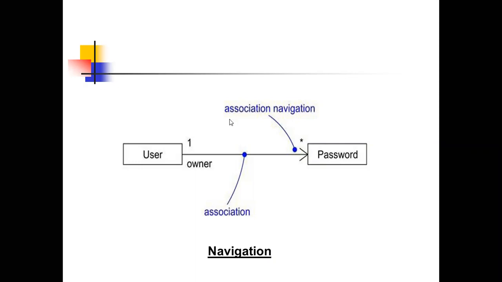Plain line. The absence of an arrow implies that the association may be navigated in both directions. Here you can see that the association is directed from this class to this class, but if it is a plain line, that means the association is bidirectional. Here you can see the association navigation. Navigation means the flow from this class to this class. One to many: a user is the owner of, suppose, anything, or they are having multiple passwords for multiple things. So here you can see this is the association, and this is the navigation from this to this. This is the navigation association.